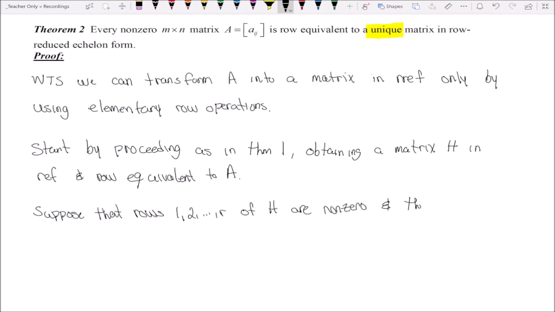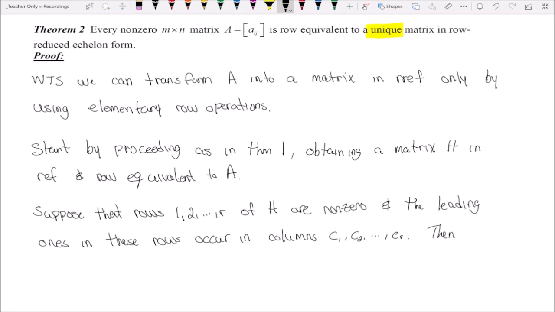And the leading ones in these rows occur in columns C sub 1, C sub 2, and so on, up to C sub R. Then notice, by the previous theorem, we must have that C1 is less than C2, less than, and so forth, less than CR. Right? This is because H is in REF already.